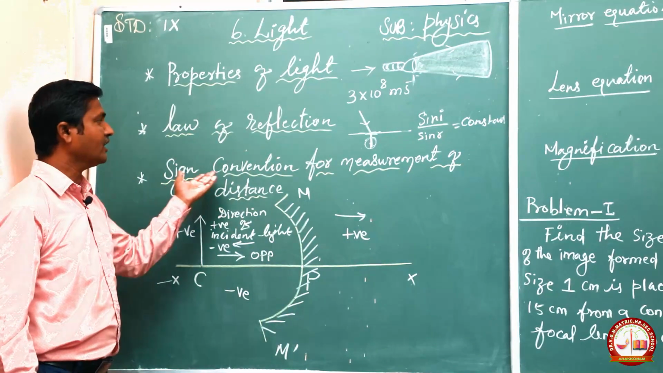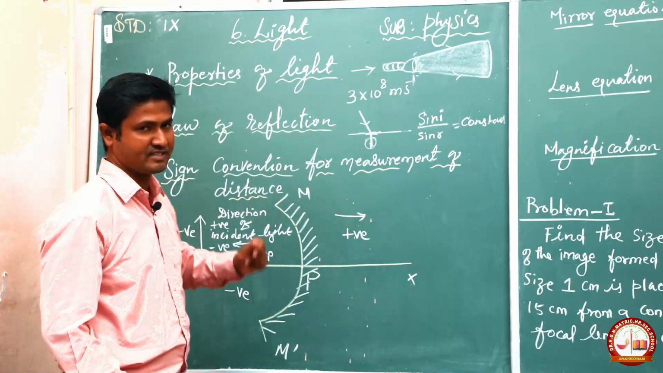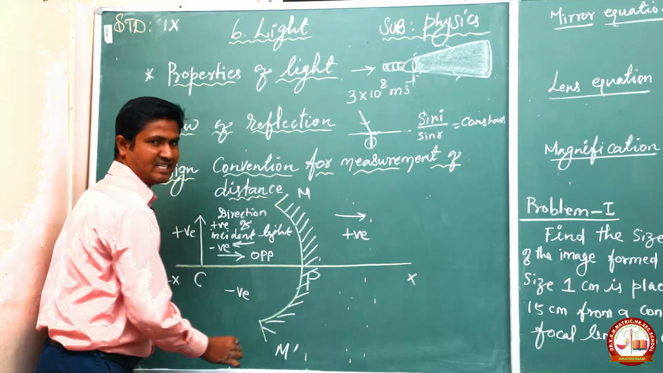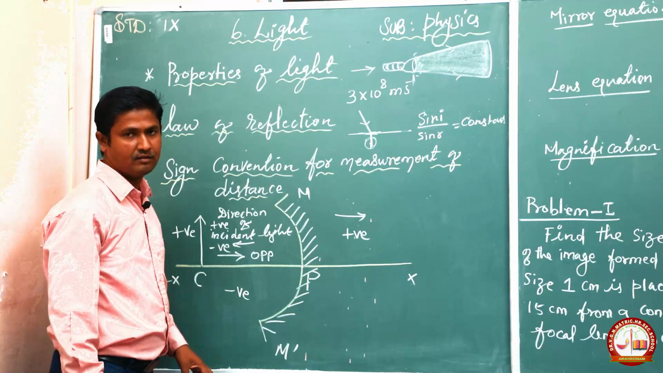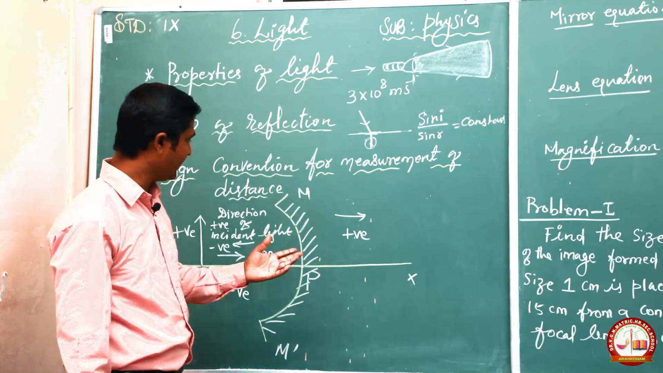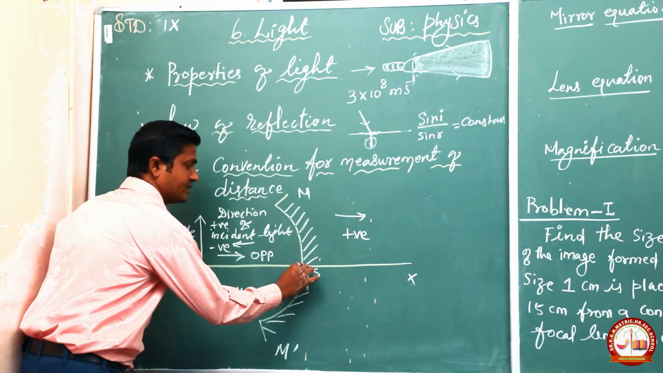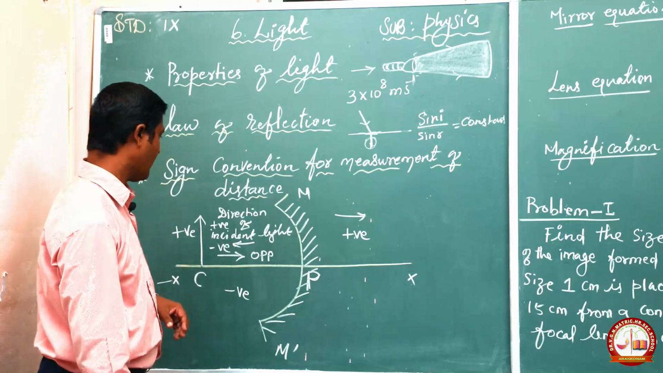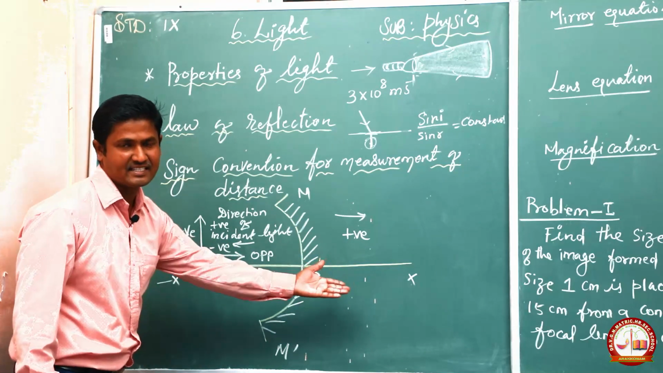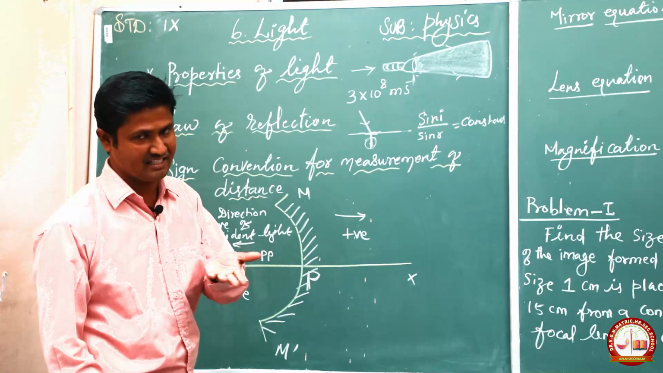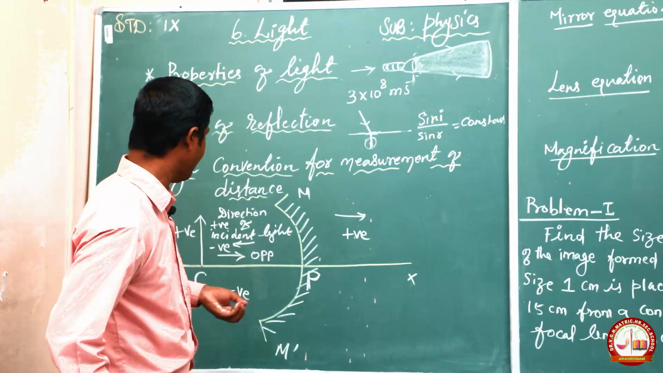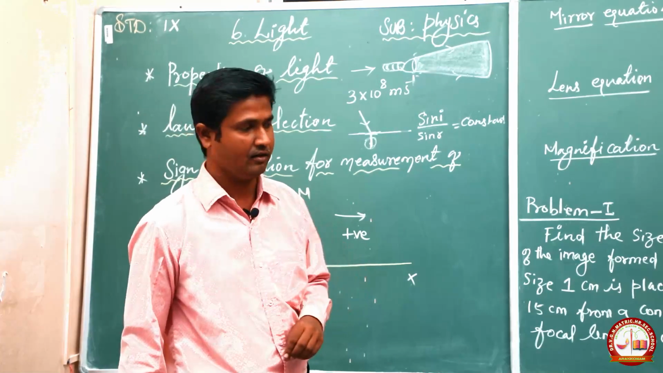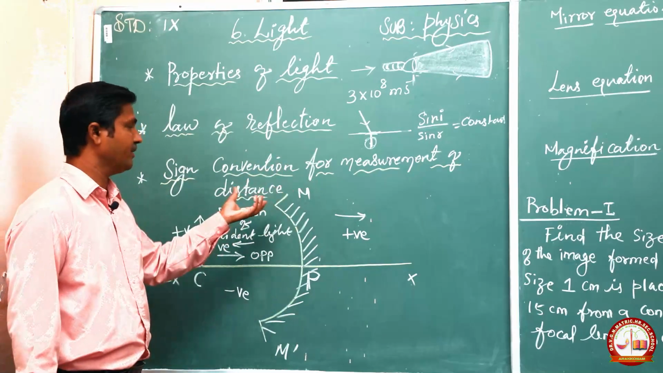Next, we go to the sign convention for the measurement of distance. First, draw the diagram. M M dash is a mirror. P is the pole, the center point of the mirror. X X dash is the principal axis. C is the center of curvature. This is called the sign convention for the measurement of distance.